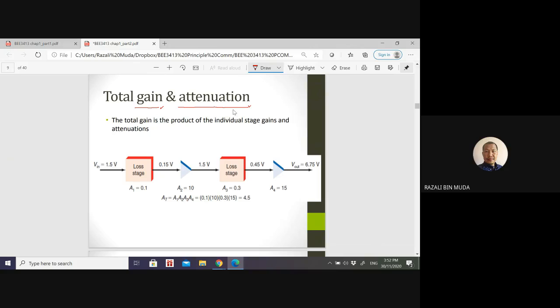So you can combine gain and attenuation in one circuit. Now you have this one. This is attenuation, A less than 1. Here this is gain, A more than 1. Here again attenuation, A less than 1. And here again gain, more than 1. So the result is the multiplication of A1, A2, A3 and A4.